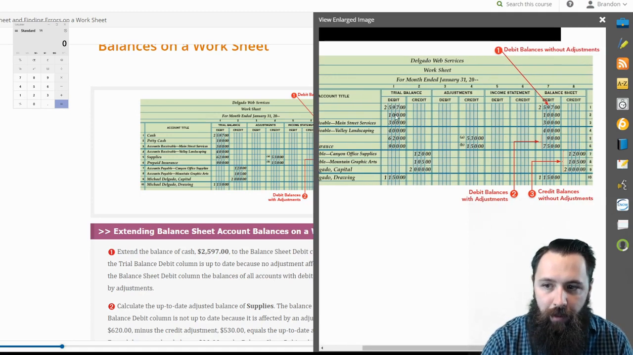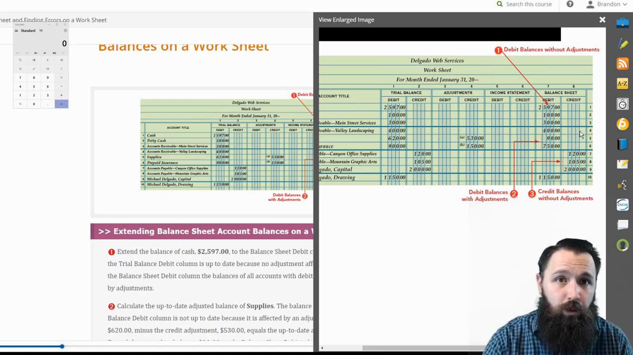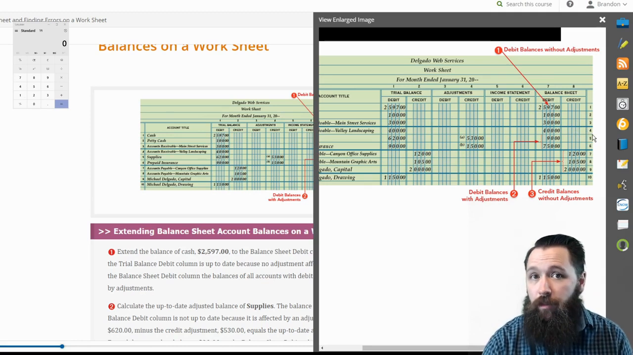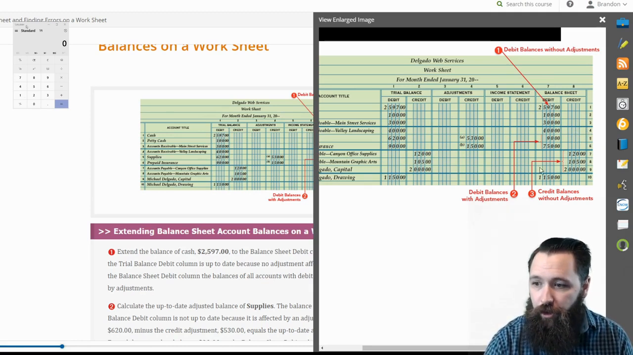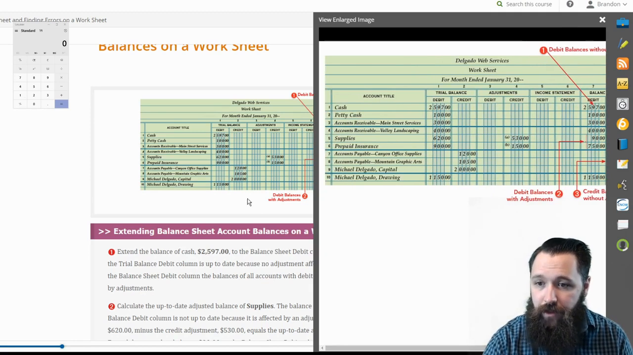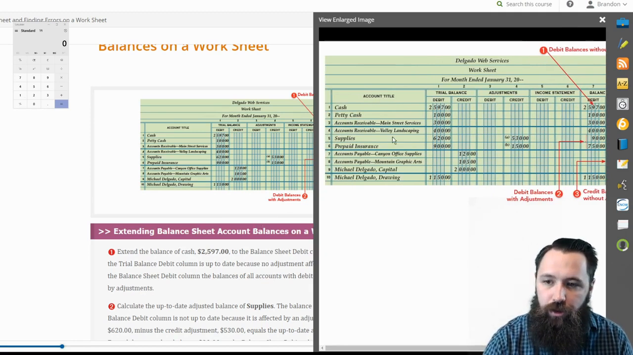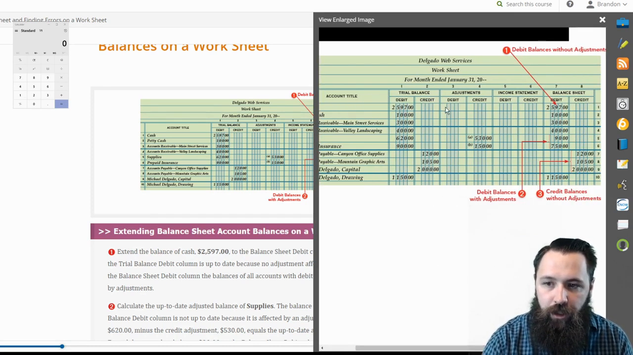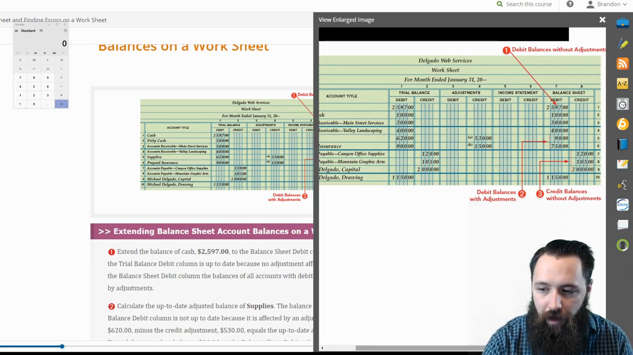And if it was a debit on the trial balance and there's no adjustments that are made, then it gets recorded as a debit on the balance sheet as well. We are just bringing those numbers over. That's essentially what we're doing. All right, so if that's step 1, it's just extending. Cash was a debit on the trial balance of $2,597. Were there any adjustments for cash? No, there weren't. So we just transfer over onto the balance sheet the $2,597.